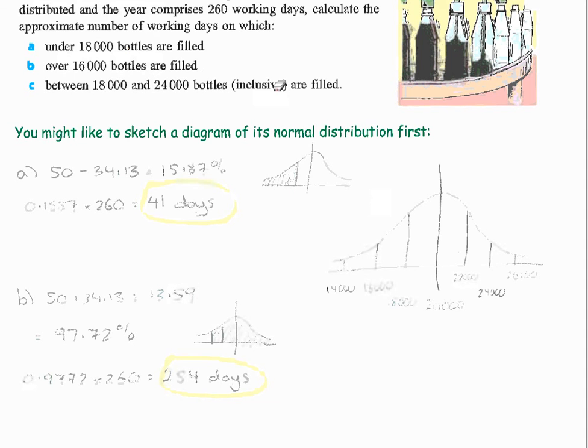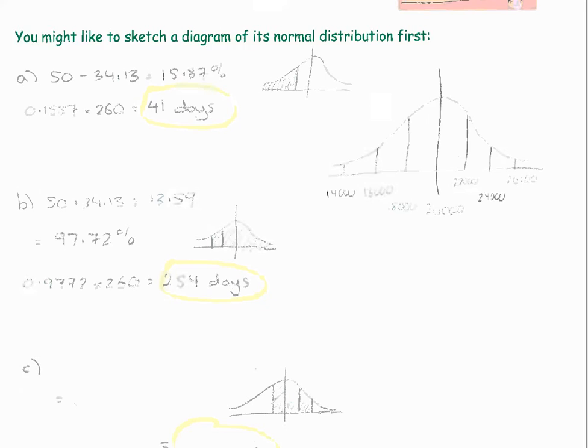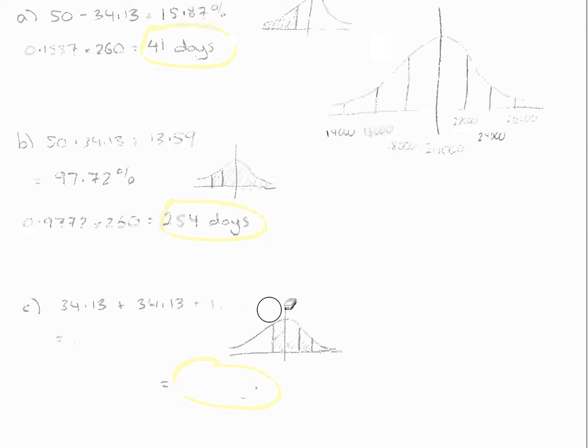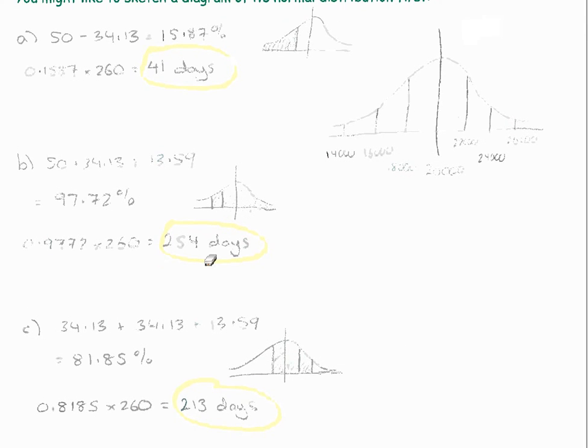And then C, between 18,000 here and 24,000 bottles to be filled. So the percentage is going to be 34.13 plus 34.13 plus 13.59. So work that out first, and that will give you 81.85%. Turn it into a probability by dividing by 100 and times by 260 days, which is how many days you've got in total. So we expect 213 days where there would be between 18,000 and 24,000 bottles filled.